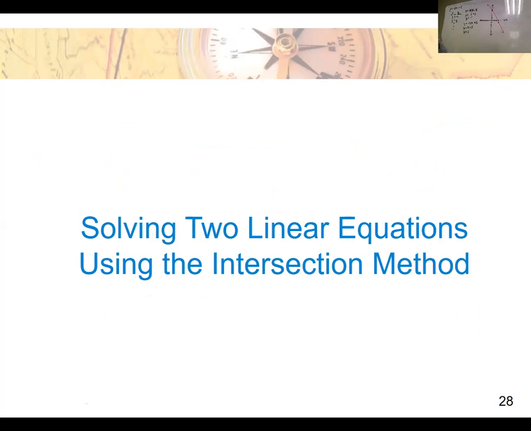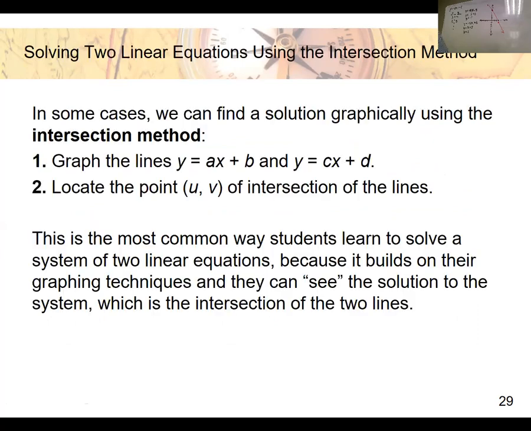All right, let's talk about the intersection method first. Okay. In some cases, we can find the solution graphically using the intersection method. What you'll do there is graph those two lines, y equals ax plus b and y equals cx plus d. And then second, locate the point (u, v) of the intersection of the lines. You have to identify that point of intersection. Okay. So here, this builds on graphing techniques where students can see the solution to the system. And that's the intersection of the two lines.